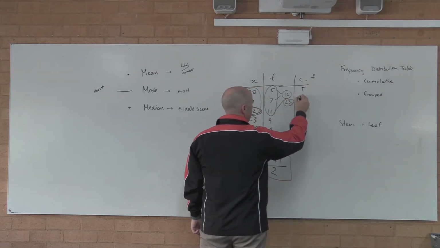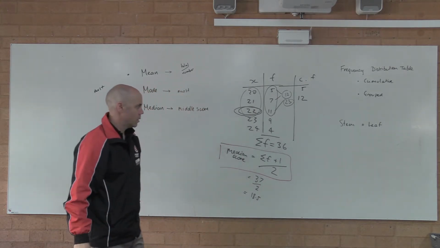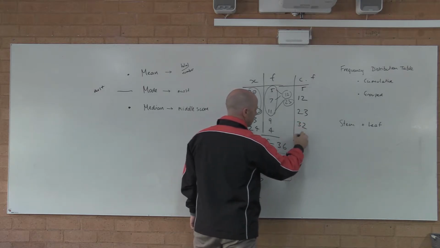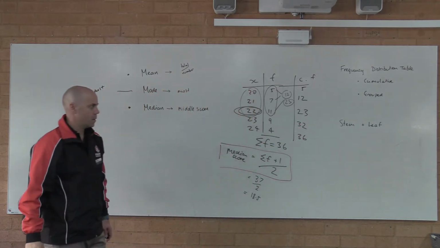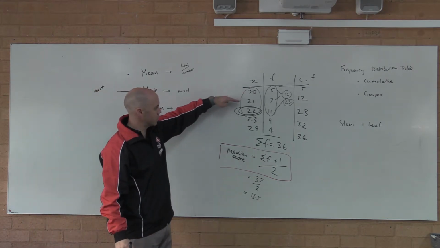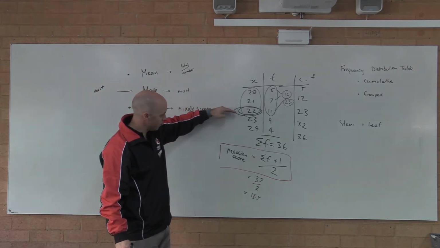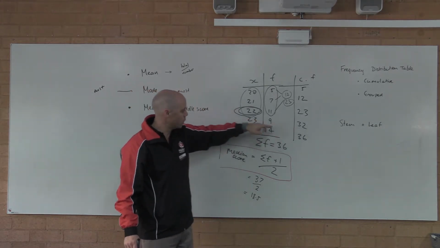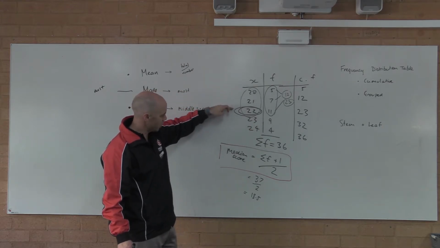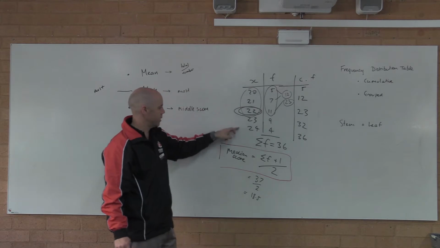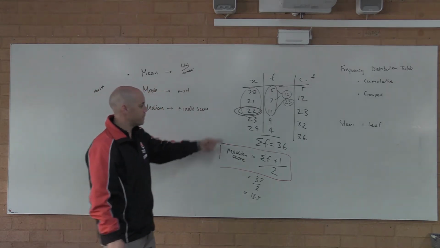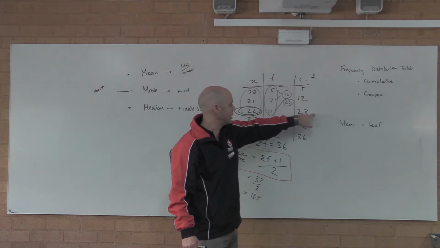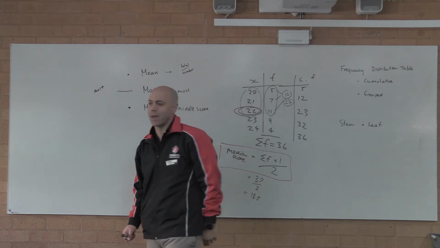So there are 5 there, and then there's 12. 5 plus 7 is 12, plus 11 is 23, plus 9 is 32, plus 4 is 36. That means there are 5 scores that are 20, there are 12 scores that are 20 or 21, there are 23 scores that are 20, 21, 22. There are 32 scores that are 20, 21, 22 or 23, and there are 36 scores altogether. And so to find that 18th and 19th, we go, well, there's up to 12 here, and then in this set is our 18th and 19th score.